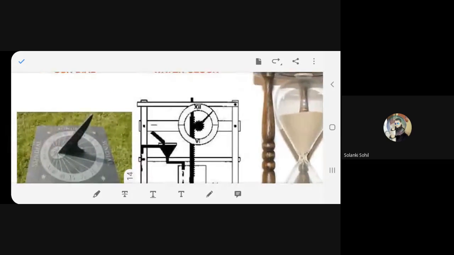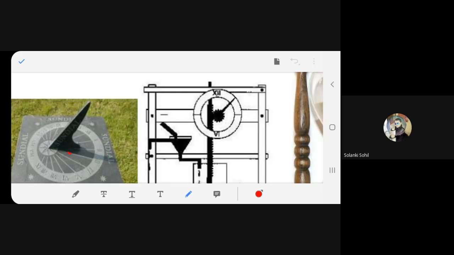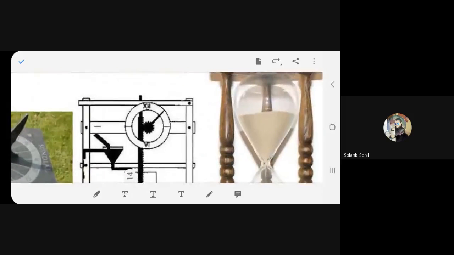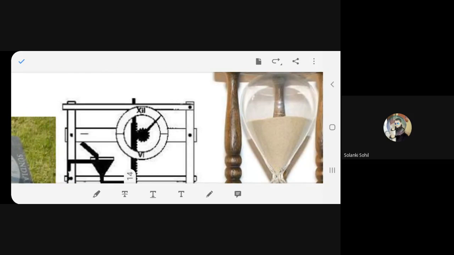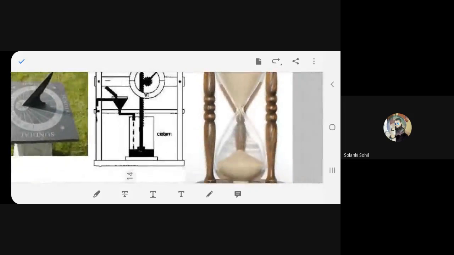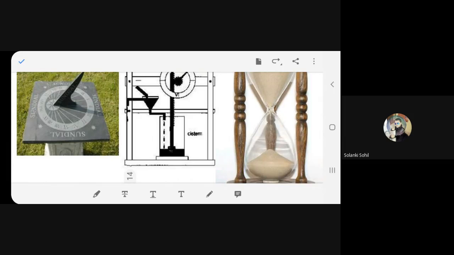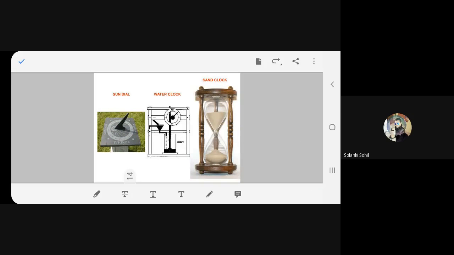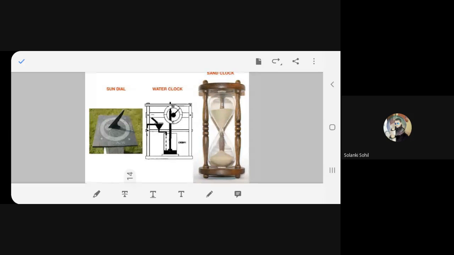Here you can see the sundial. Can you see this shadow? Can you see the shadow better? Yes, ma'am. So you can find out that this is 4 o'clock or this is 5 o'clock or this is 6 o'clock according to the shadow. So this is a sundial. Okay? This is a water clock. And this is a sand clock. Can you see this? Yeah, this is sand. So now you know everything: what are sundials, what are water clocks, and what are sand clocks. A sand clock is also known as an hourglass.